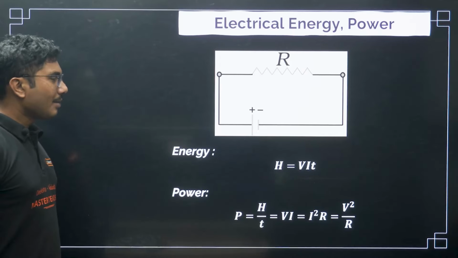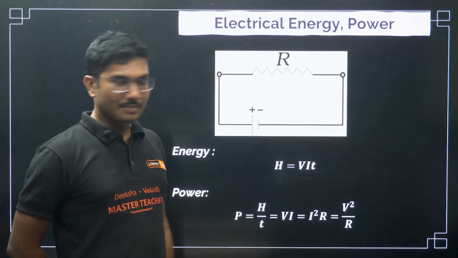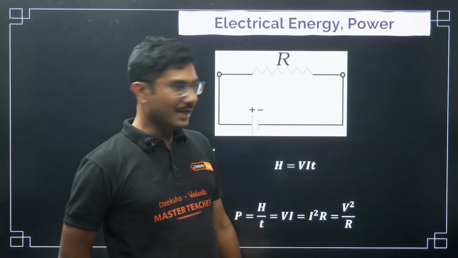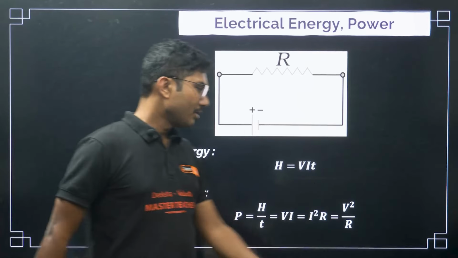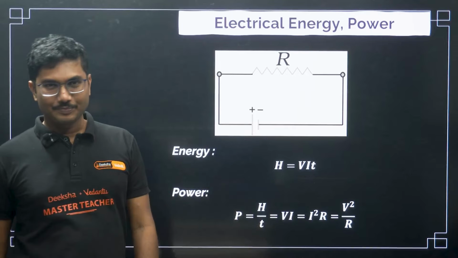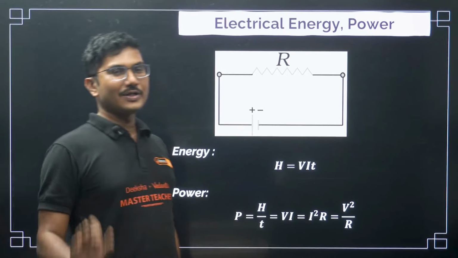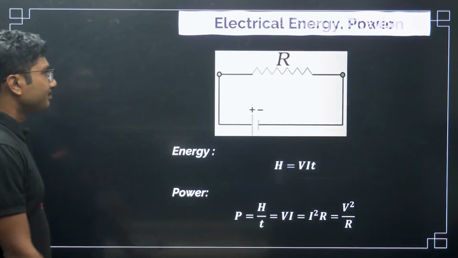Now power is energy divided by time, so it is VI, Vodafone Idea. Sometimes we will use I square R or V square by R. Power is VI. You can remember Vodafone Idea, whatever you are comfortable with.